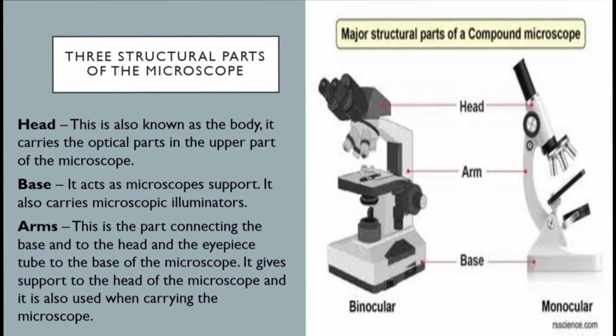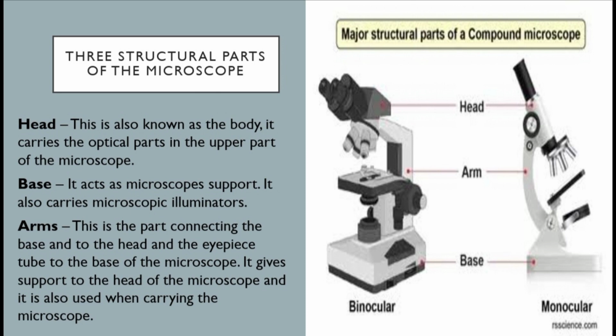There are three structural parts of the microscope. First is the head, also known as the body. It carries the optical parts in the upper part of the microscope. Second is the base. It acts as the microscope support. It also carries the microscopic illuminators. And the last is the arm. This is the part connecting the base and the head and the eyepiece tube to the base of the microscope.